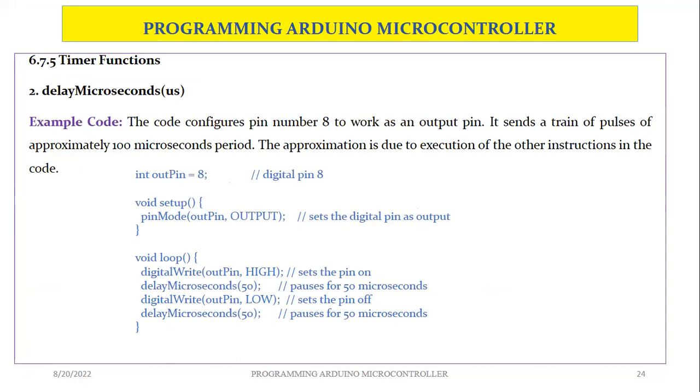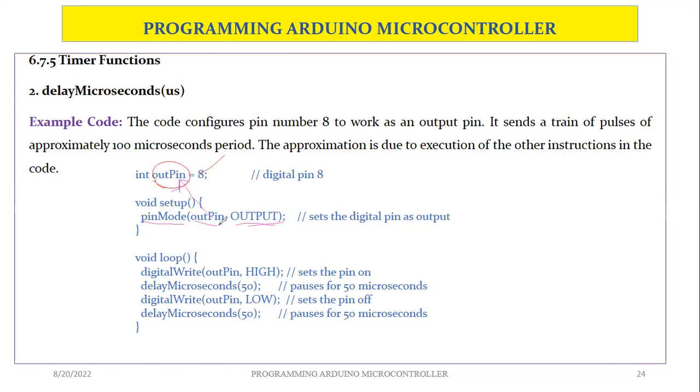And take note that this time duration of 100 microseconds is an approximated time to also include the time duration required to execute other lines in the code. So looking at the program, we can see we have an integer variable output pin. We've assigned it digital output pin number 8. Then under the void setup part, we are using the pin mode function to set that pin number 8 as output pin. So that digital pin number 8, we want to use it as output pin.